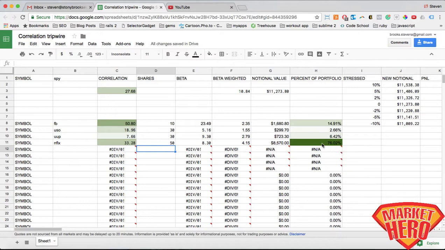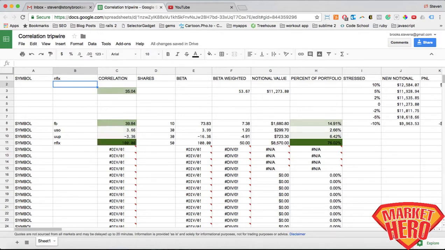So what you could do here in this scenario is, let's say this is our portfolio right here. It is predominantly 76% in Netflix. Remember, all these numbers are based off of comparing to SPY. But if we have a portfolio that's comprised of 10 shares of Facebook, 30 shares of USO, 30 shares of UUP, and 50 shares of Netflix, that portfolio is mostly, about 3/4 of it, comprised of Netflix. So what we can do is go up here and add Netflix.